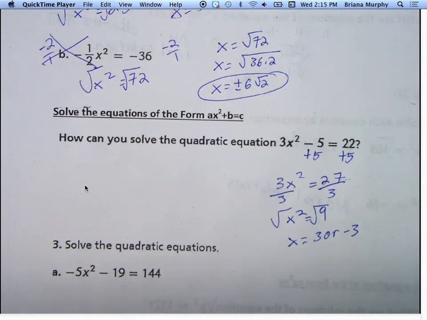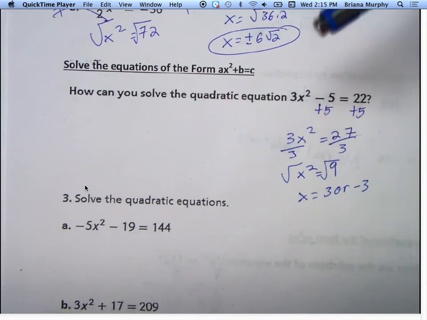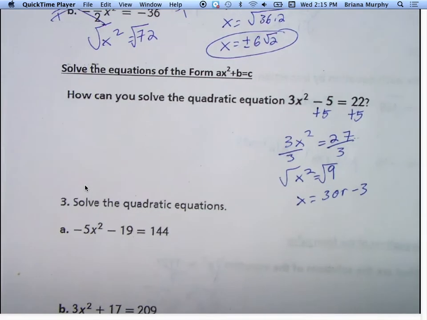Okay. So let's do a couple. This is for you to try. Try A and B.